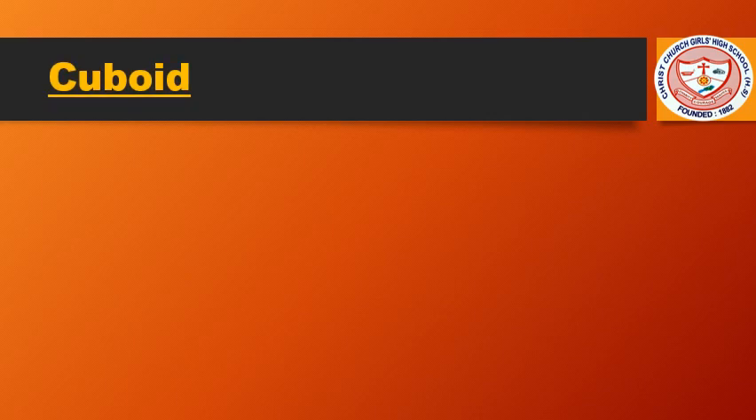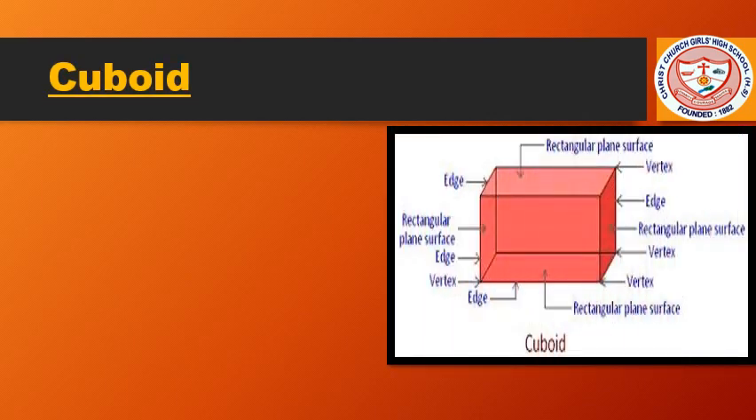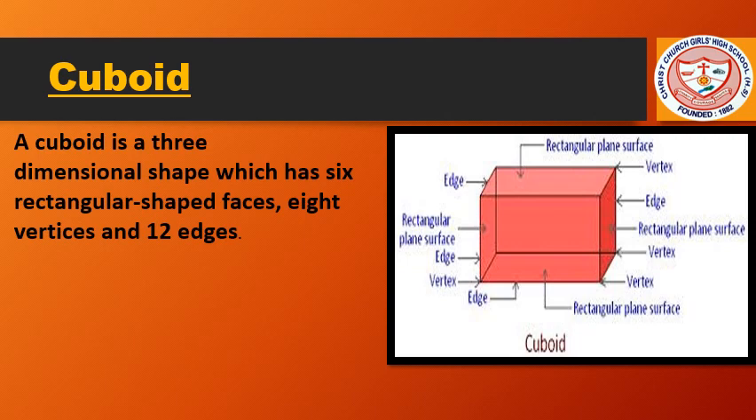Cuboid. What is cuboid? A cuboid is a three-dimensional shape which has 6 rectangular shaped faces, 8 vertices and 12 edges. So girls, you can easily find out that the only difference between cube and cuboid is the shape. The cube is very similar to square, whereas cuboid is rectangular shaped.